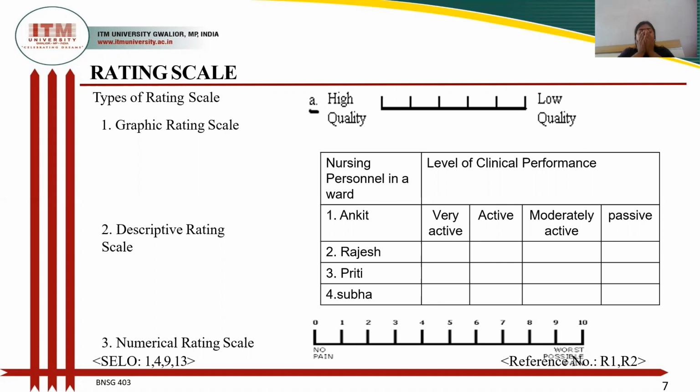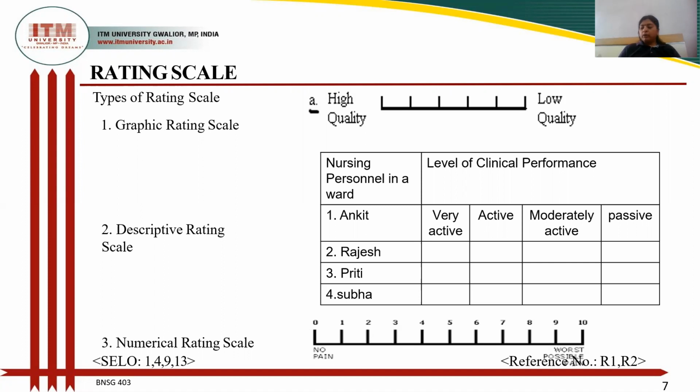And when coming to the descriptive rating scale, descriptive rating scale means you are describing a particular person, or maybe an incident or anything as such. Here, the description is going on. For example, here we have certain scenarios like Ankit, Rajesh, Preeti, Shubha. So how well they are performing clinically, their level of clinical performance is being evaluated. So how can we evaluate them?